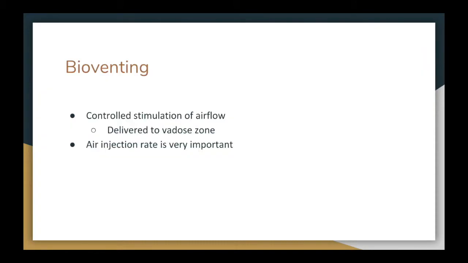Bioventing is the controlled stimulation of airflow by delivering air to the unsaturated vadose zone so as to increase the degradation by microbes already in place. In some cases, nutrients in water are also added to stimulate the microorganisms. The air injection rate is one of the main parameters/variables to consider because depending on the contaminant, a low or high injection rate is best.